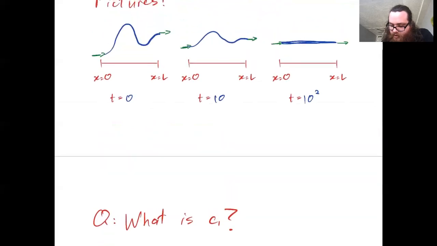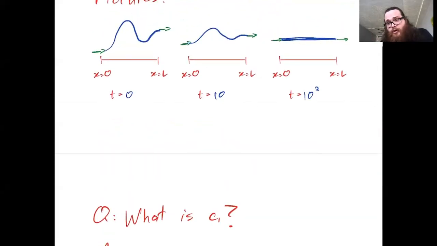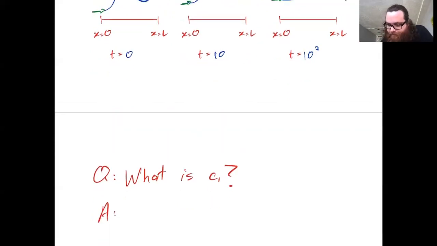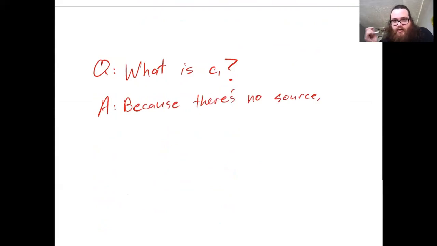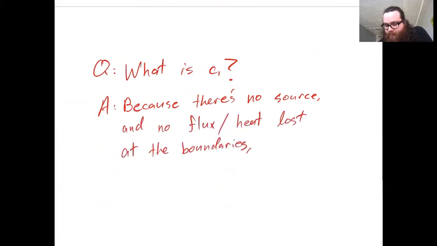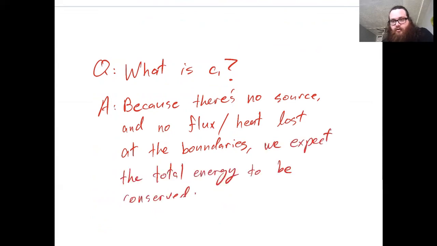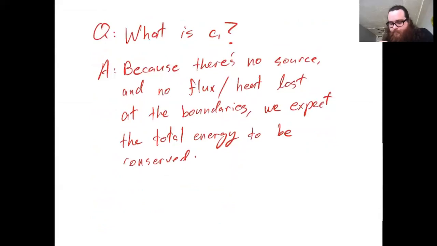Okay, so one question then is, we have an arbitrary constant. Can we compute what that constant is? And generally the answer is yes. One thing to note is that because there are no sources, heat's not being generated or spontaneously taken away from the system in the interior of the rod. So because there are no sources, and because there is no flux or heat loss at the boundaries, we'd expect the total thermal energy and the total temperature to be conserved. We shouldn't be losing anything.